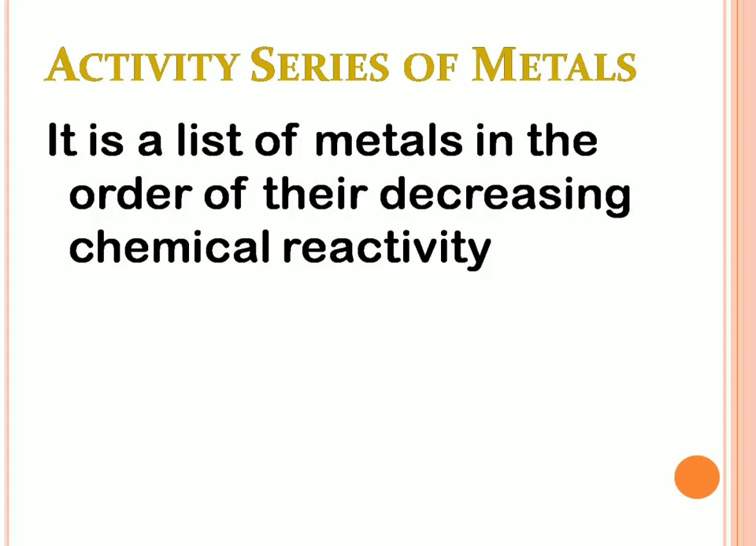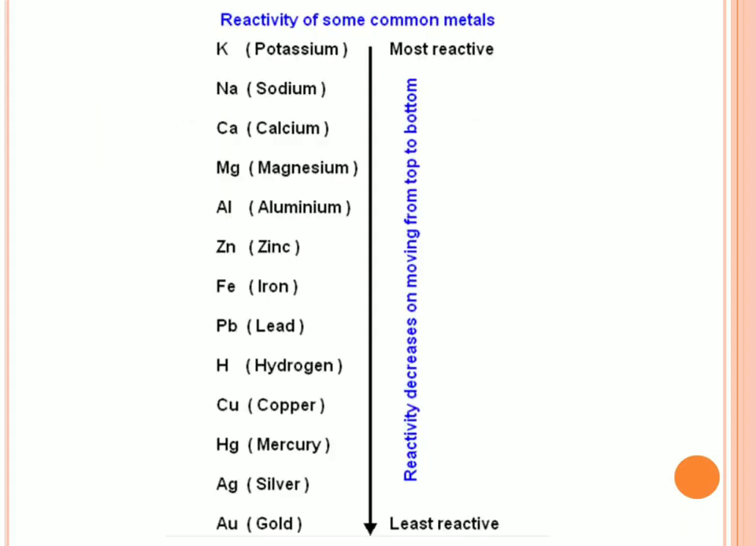Just see this list. Here potassium is the most reactive metal because it is placed at the top, and then sodium is less reactive than potassium, calcium is still less reactive than potassium, and so on. And here gold is the least reactive metal because it is placed at the bottom of the list. Now let us check some examples.